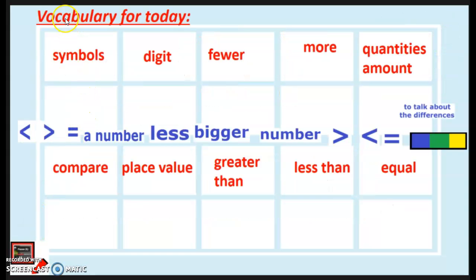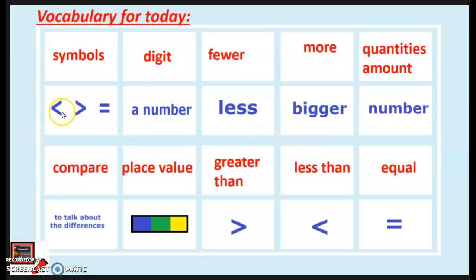Alright, some vocabulary for today, class. Symbols, digit, fewer, more, quantities, compare, place value, greater than, less than, and equal. I want you to match the blue words and pictures to the red words. Pause this video, do that, and then come back to check your answers.